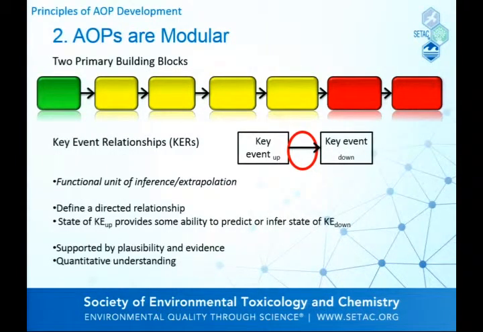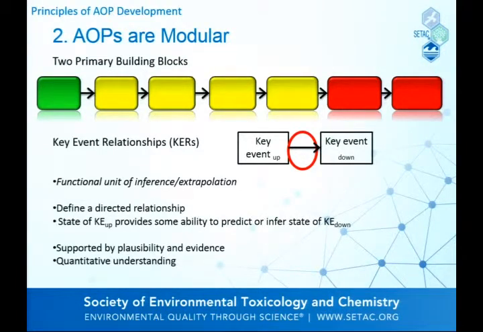The second key building block that we talk about in terms of AOPs are what we call the key event relationships. These are basically the functional unit of inference or extrapolation along the AOP. So they basically define one key event as being upstream or causing some downstream key event, which is an effect of that upstream. So these key event relationships really say that we think we have enough knowledge that the state of the upstream key event provides us some ability to predict or infer what's going to happen next.